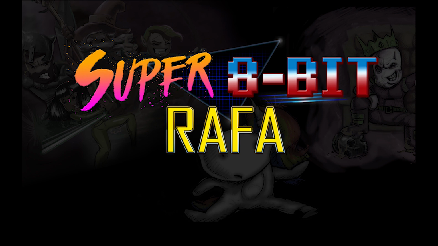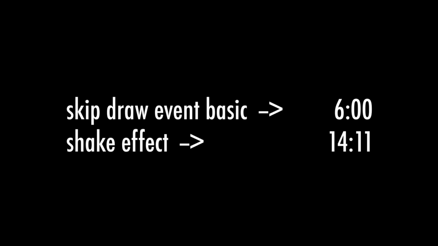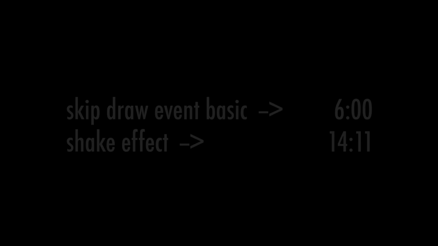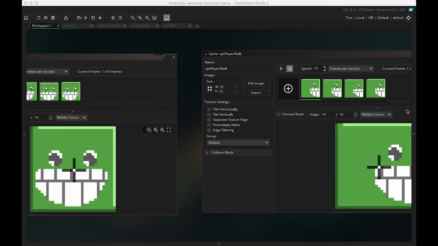So just a little warning before I get started, I will be going over the very basics of how GameMaker draws onto the screen. So if you already know all about the draw event, you can go ahead and skip to the chromatic aberration part. Just go to the timestamp that's on the screen. Let's get right into it.